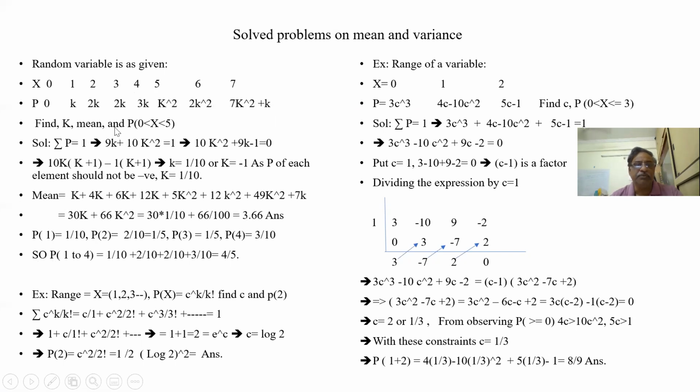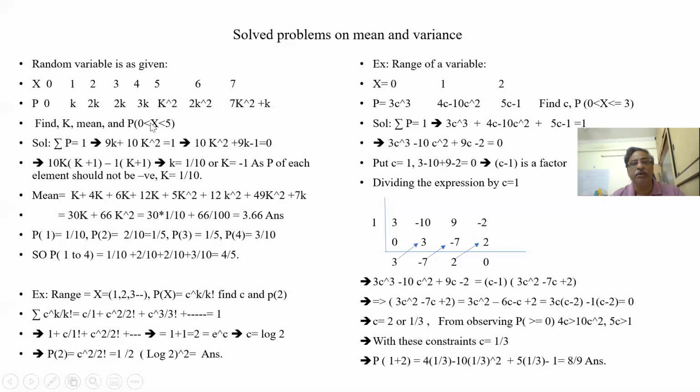It is not asking variance. What it is asking is P of 0 less than X less than 5. See the difference, 0 less than or equal. If equal is given, 0 also we have to include. If equal is not given, I should not include 0. Here also, is equal given? No. So 5 I should not include.